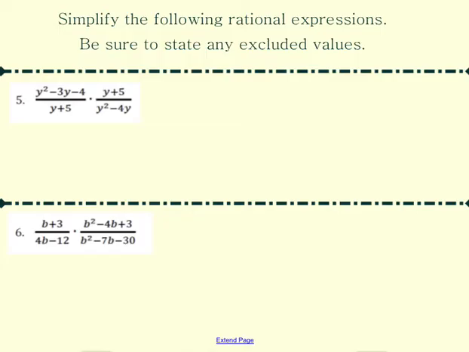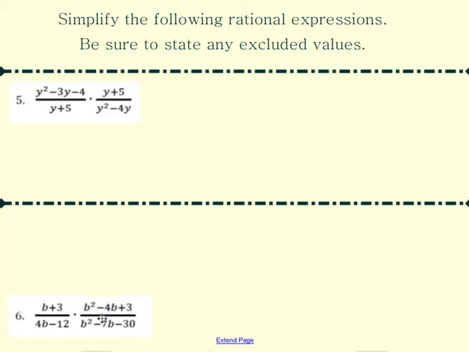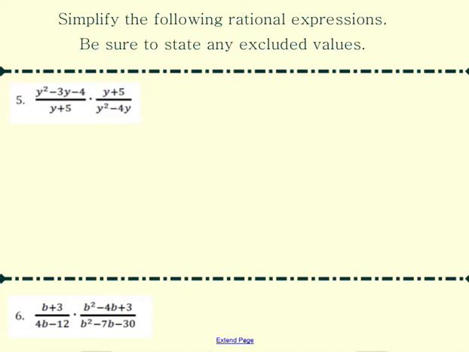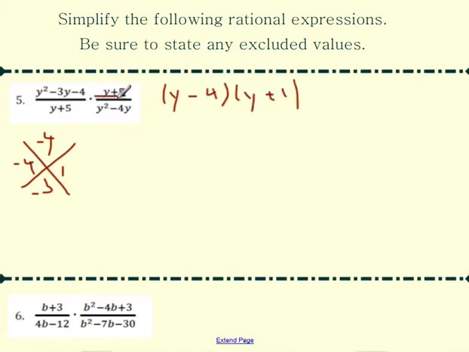All right, let's take a look at number 5. For number 5, what we want to do is simplify these out. So we need to factor now as much as we can. I'm going to start by factoring out the top. When I factor out the top, I end up getting negative 4 and negative 3, and then negative 4 and 1. So I have y minus 4 and y plus 1, and then I'm also going to multiply that by the y plus 5 of the other one that's being multiplied in. Then on the bottom, I have y plus 5.